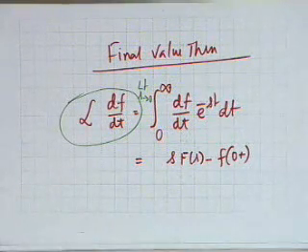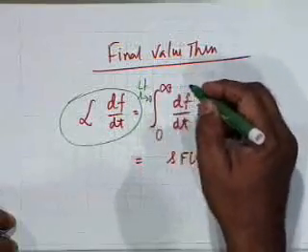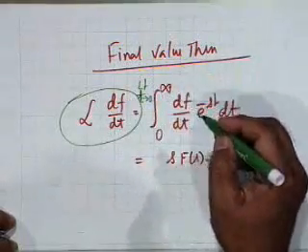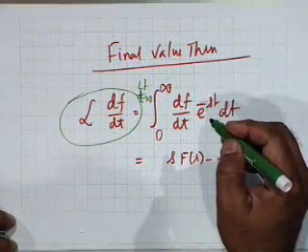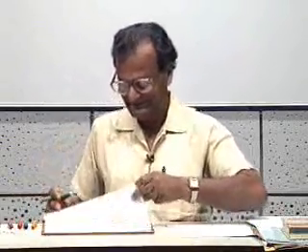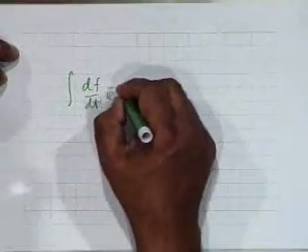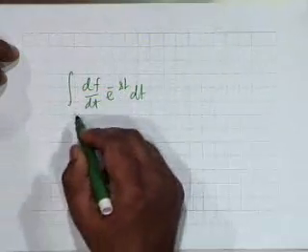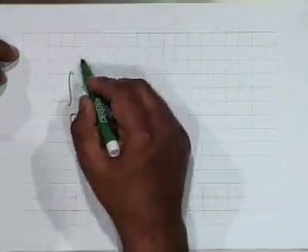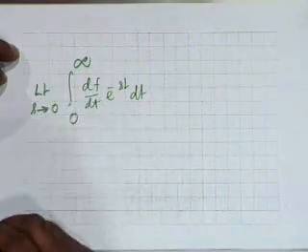There is a problem. Pardon me? What to infinity? We allow t to go to infinity. T is a running variable, sir. We can't do that. So what do we do? Let's write it again. Integral df dt e to the minus st dt, 0 to infinity. Well, we allow s to go to 0. S to go to 0.